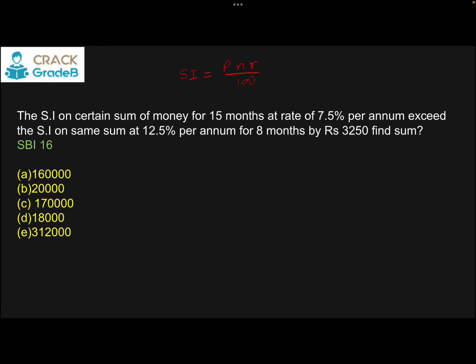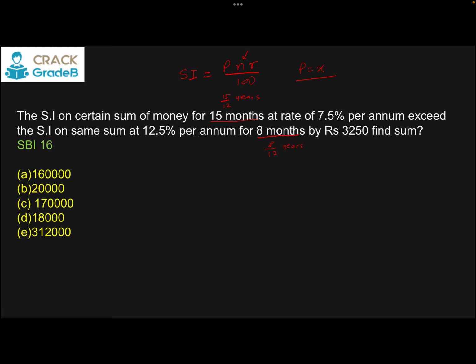In the first case, let's say the principal is X. So when you invested X rupees for 15 months, now you have to convert these months into years, because in our formula the N stands for number of years. So 15 months would mean 15 by 12 years, and similarly, 8 months would mean 8 by 12 years.